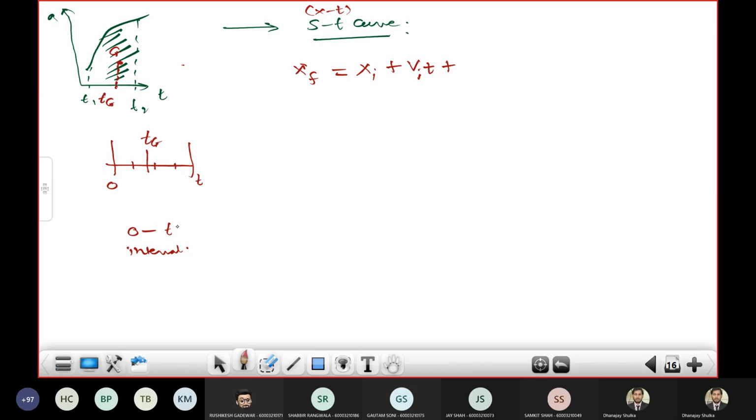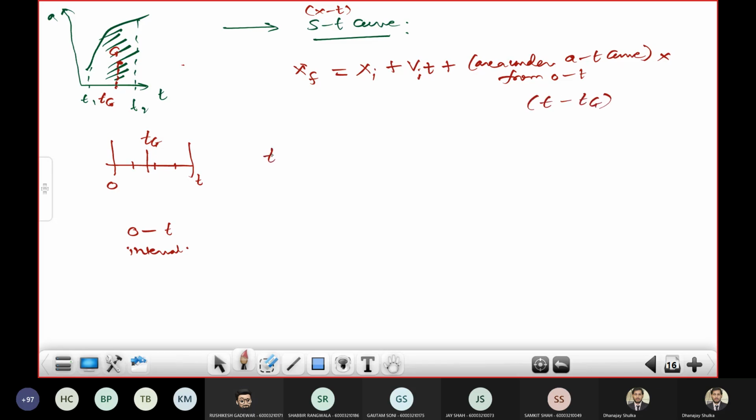So between any time interval 0 to t, you can calculate the change in position if you can locate the centroid of this area by using the area moment method. And that can be formulated as xi plus vi t into area under the AT curve from 0 to t into (t minus tg).